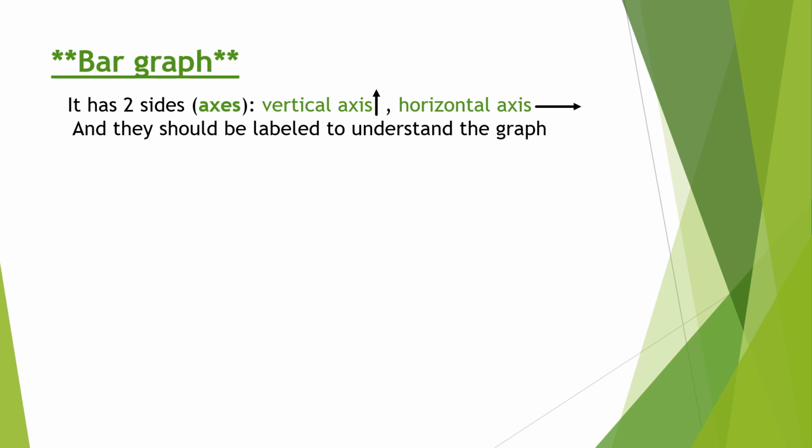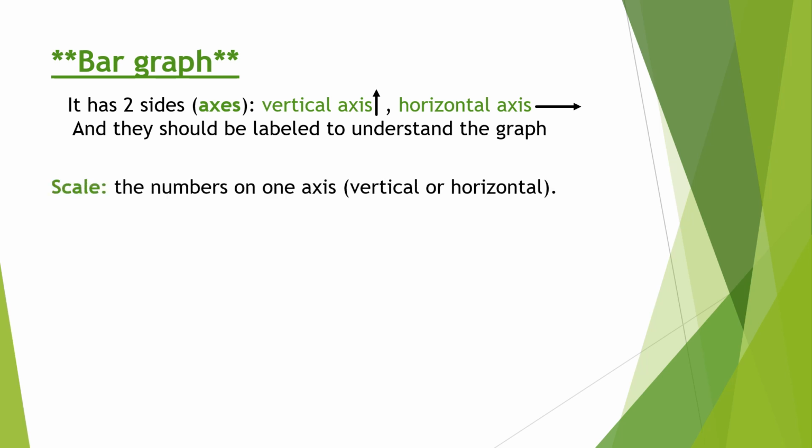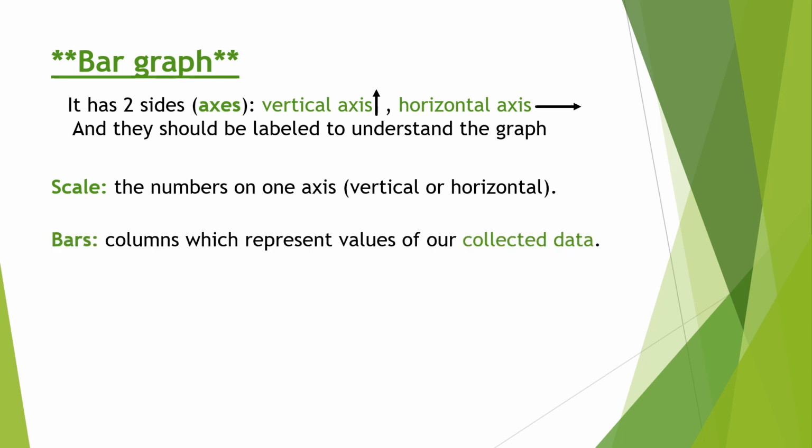And they should be labeled to understand the graph. Labeled means they should have a name. Scale is the numbers on one axis, vertical axis or horizontal axis. These numbers may be in the horizontal axis or in the vertical axis. And from its name, bar graph uses what? It uses bars. Bars are columns which represent values of our collected data.